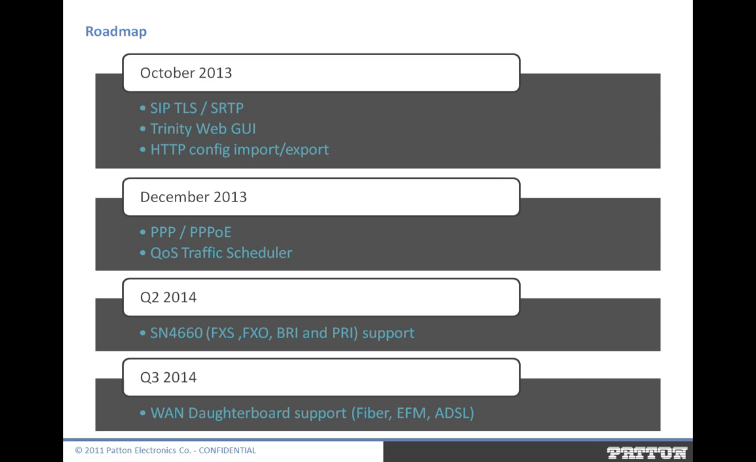Further outlook on what's coming next in the coming year. We are going to add Trinity support also on the 4660, 4670 series, where we're going to have the analog port support on Trinity, such as FXS, FXO, but also BRI support. And also a new thing here, we're going to add a PRI, a primary rate interface, onto the 4660 platform. That's scheduled for now for Q2 of next year.